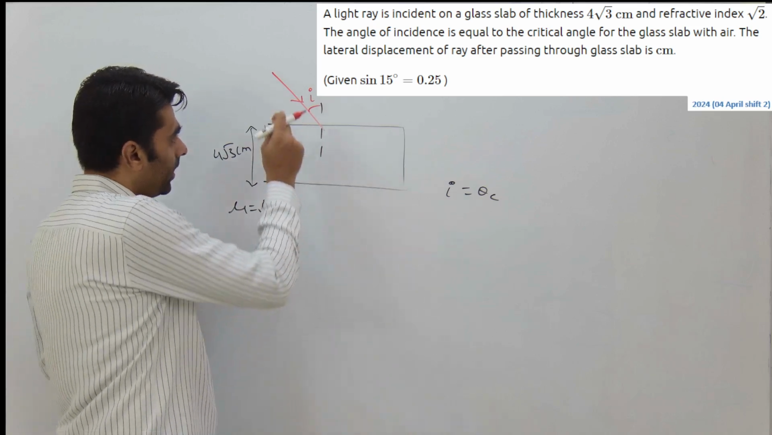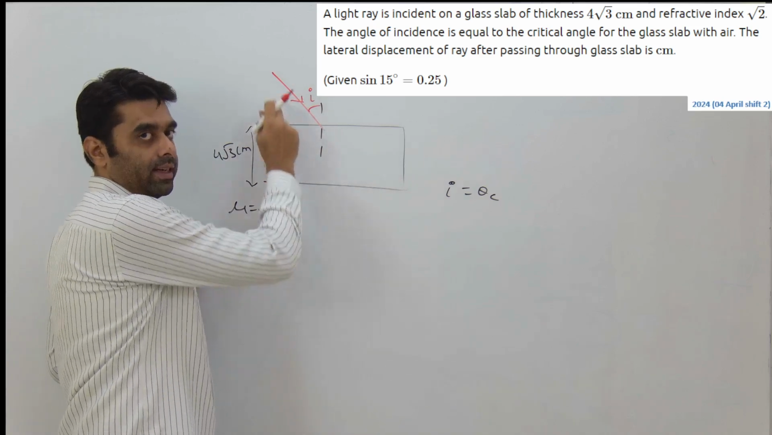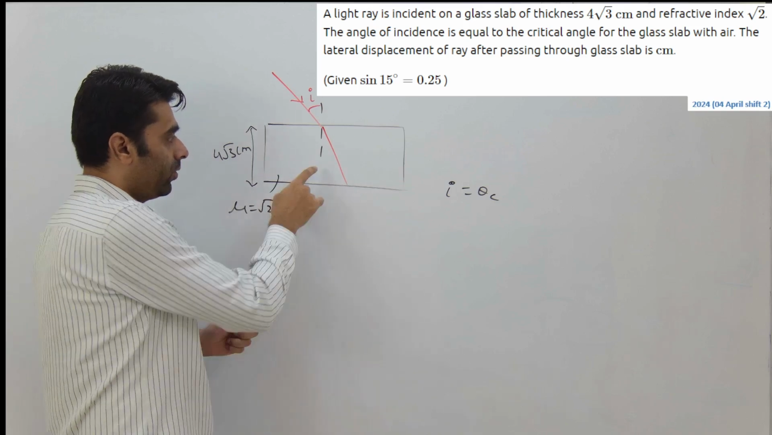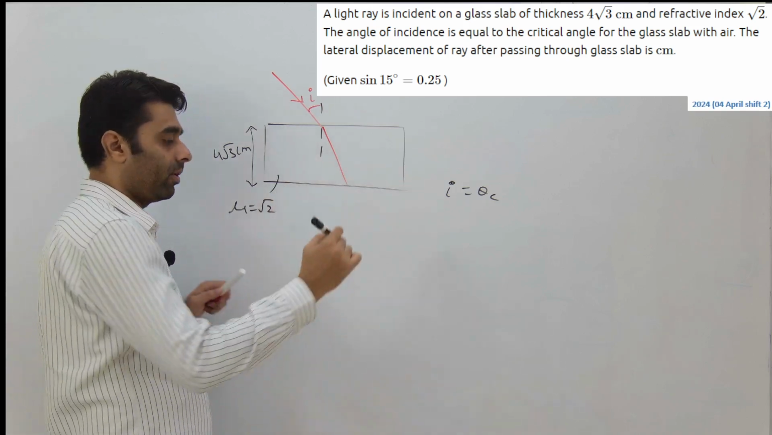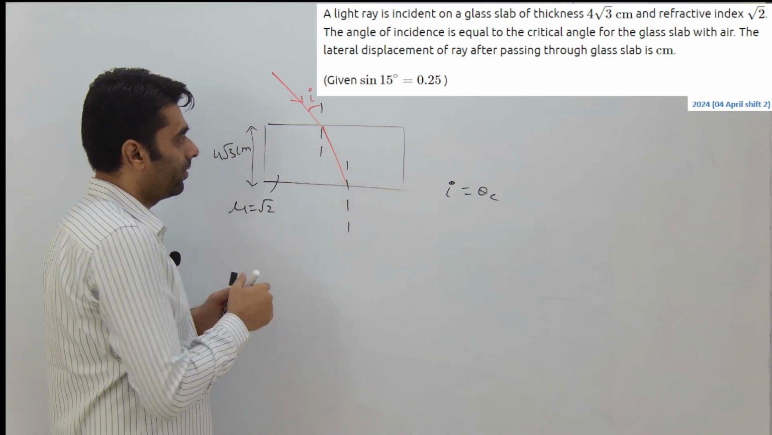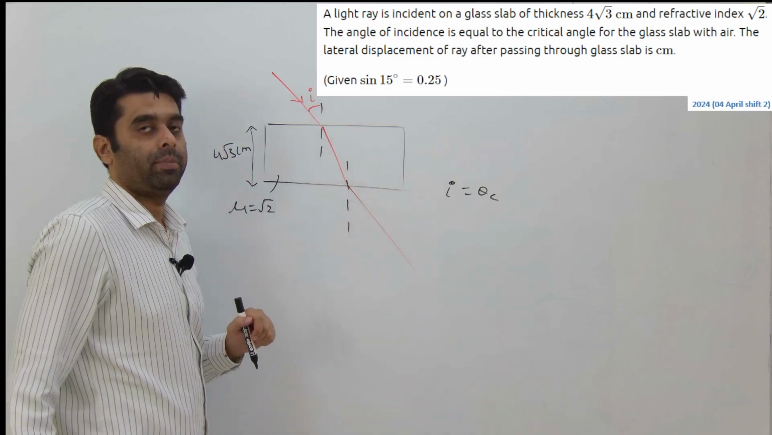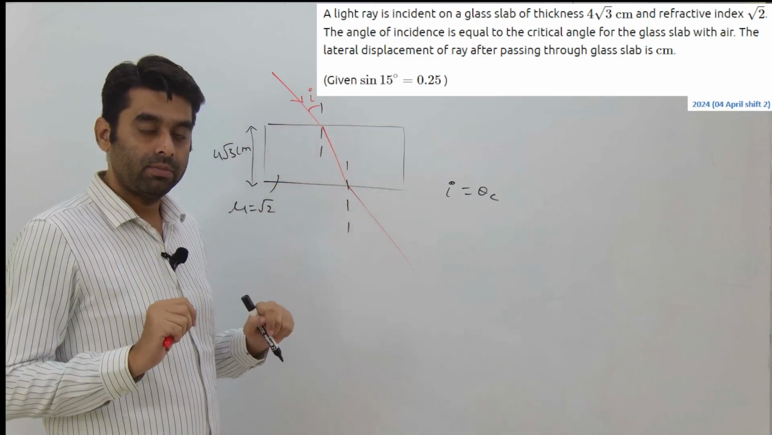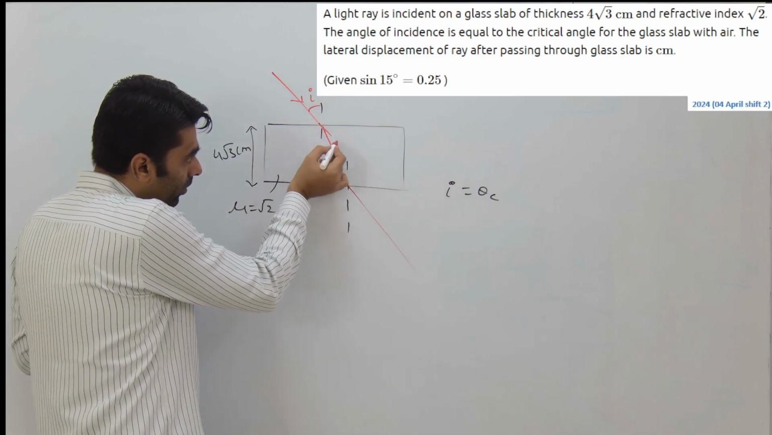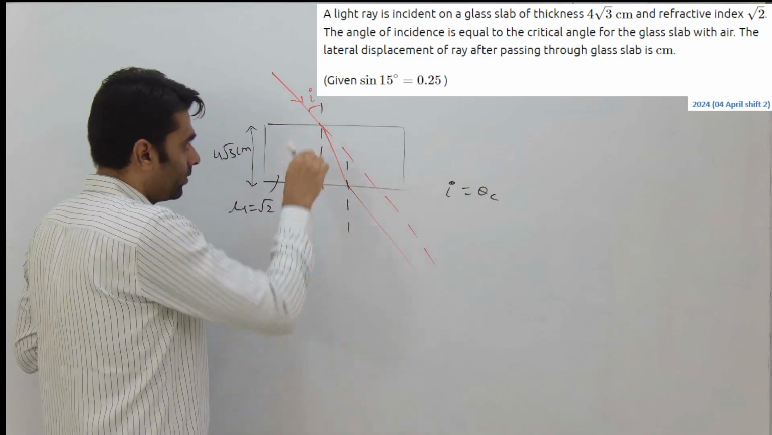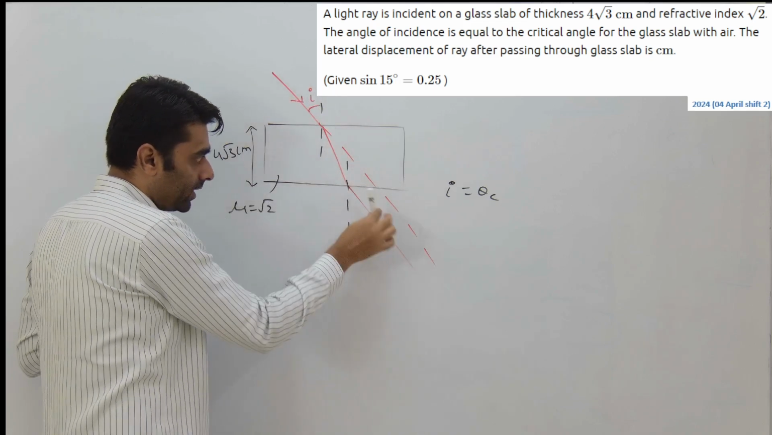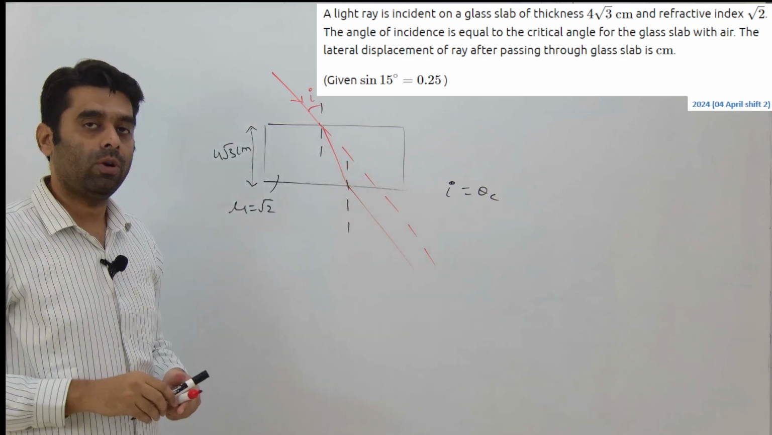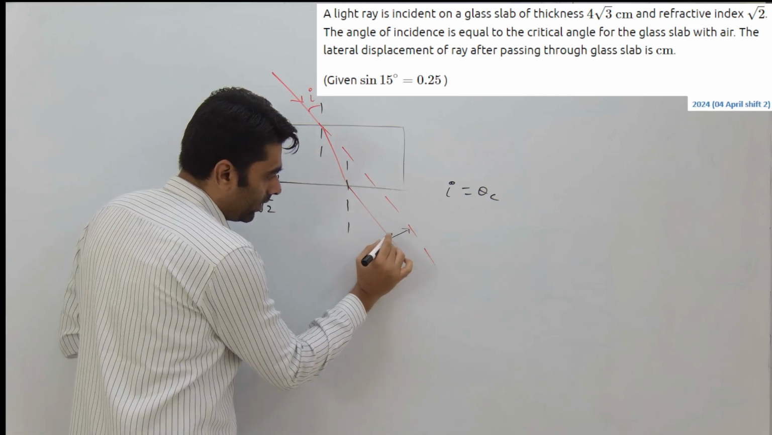Over here light is coming from air to glass, that is rarer to denser, so it will bend towards the normal. After this light is going from denser to rarer, so it will bend away from the normal. In this case what happens is that the net deviation comes out to be 0. The net deviation comes 0, but the light ray shifts from its original path. The actual path of the light ray was this, but due to 2 refractions it shifted from its original path. This is what we call your lateral displacement.